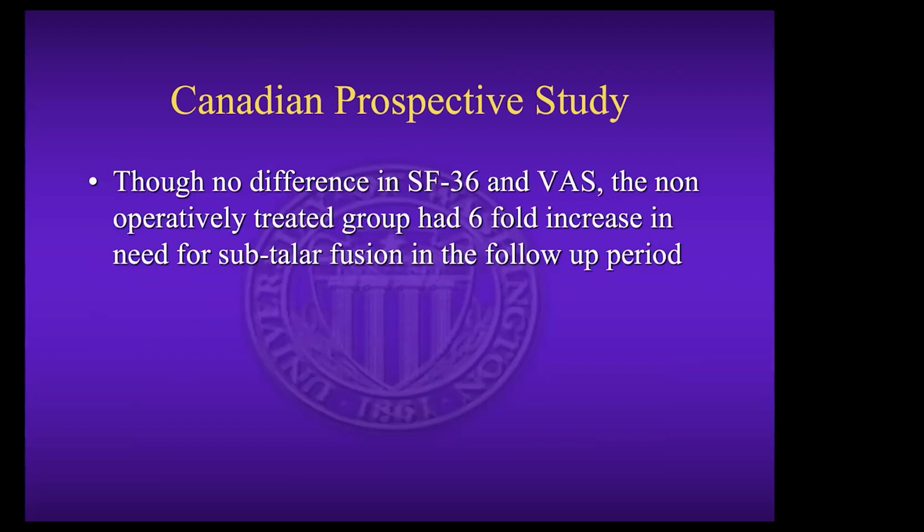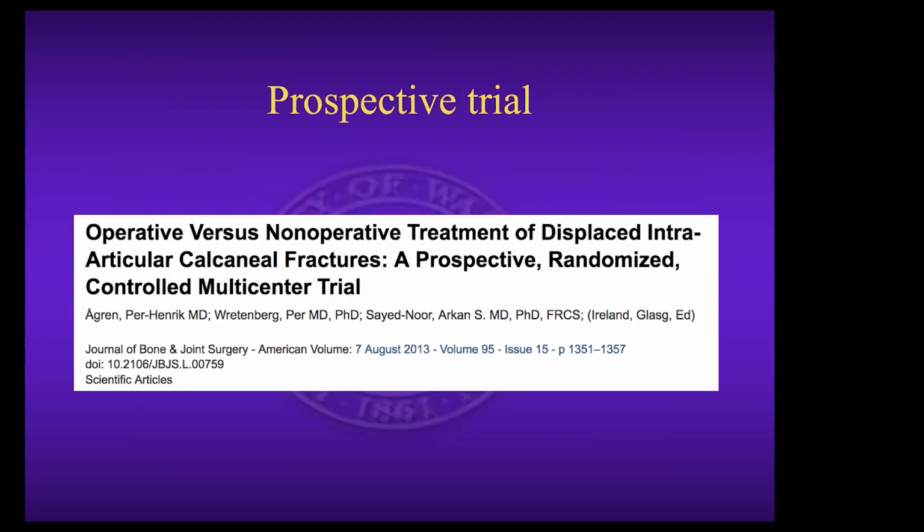So although there wasn't a difference in the SF-36, there's a lot of components in that SF-36, including mental health. So the big number is not as easy to understand as the individual number. And the visual analog scale wasn't even described. So it's hard to really take too much of this for decision-making purposes.